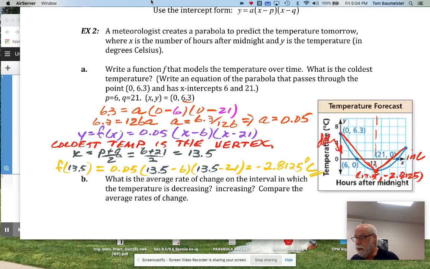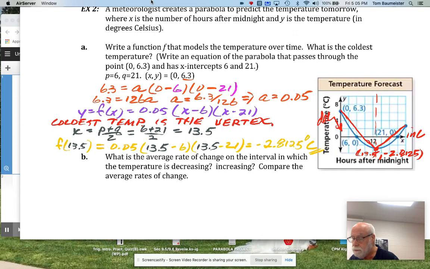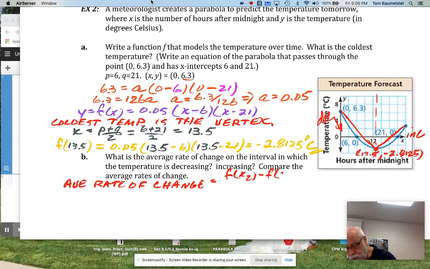Okay, so knowing that, let's go ahead and do this. Our average rate of change is f of x2 minus f of x1 over x2 minus x1, which again was just our slope, ladies and gentlemen.